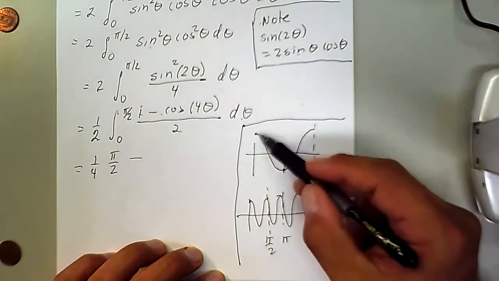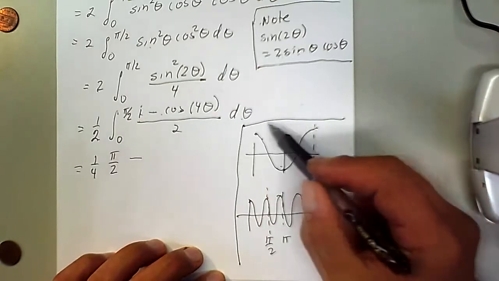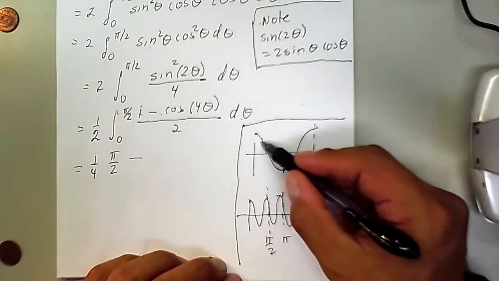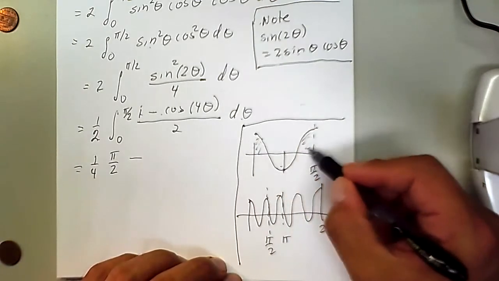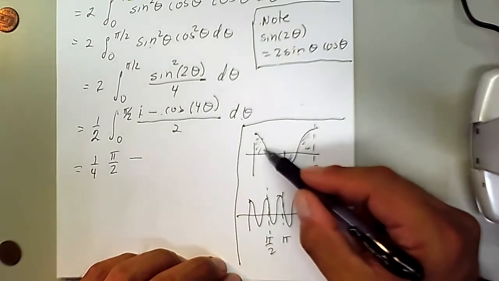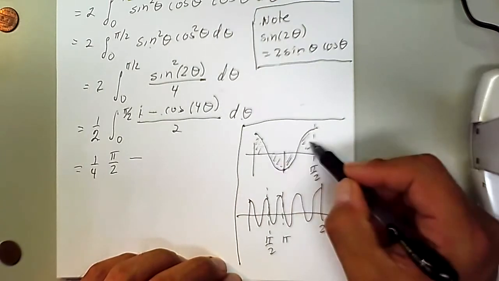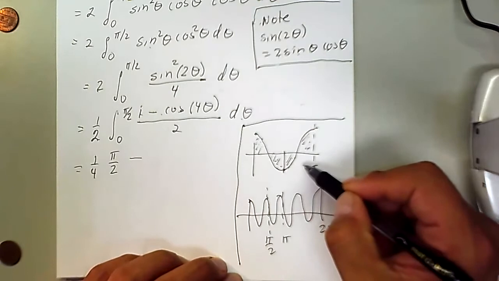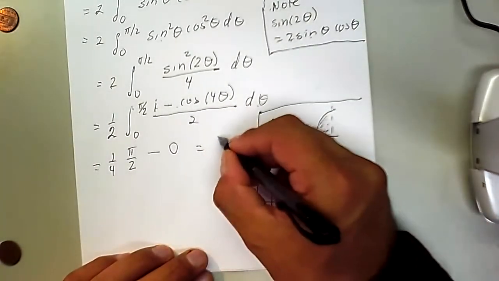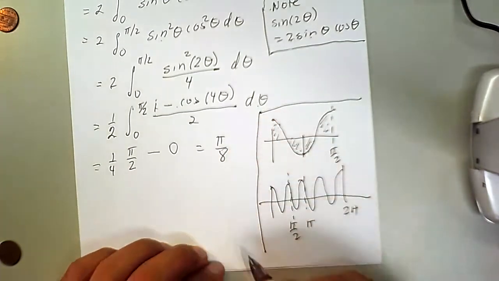And if we integrate a whole cycle of this cosine, even though it has been shrunk, we're going to end up with 0, because this area plus this area is equal to this area plus this area. And the integral over those two is going to be positive. The integral over those two is going to be negative. So we end up with 0. So that integral is pi over 8.